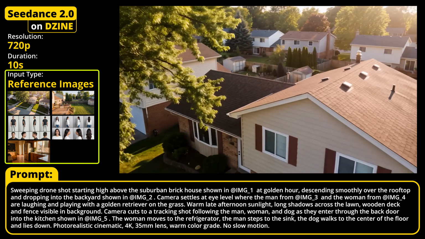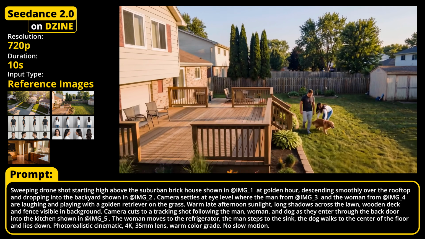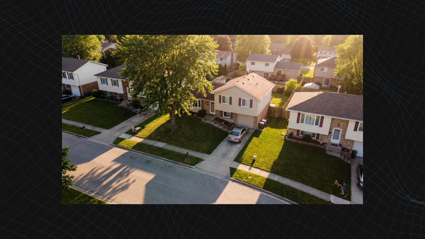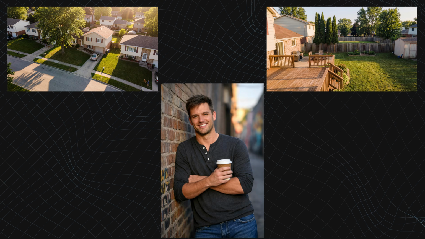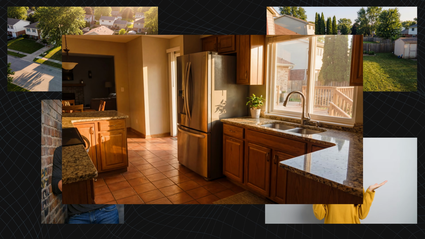Now let's take a look at some Seedance 2.0 videos I already created on Dzine, and I'll put the input type, all the settings, references, and prompt on the screen so you can see exactly what I did to get what I got. Here I wanted to use some references, like this image as the establishing shot, and fly down into this backyard where this man and this woman are playing with a dog. Then cut to them walking into this kitchen from outside.